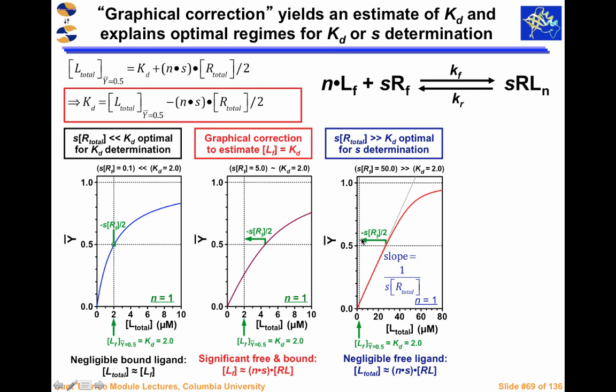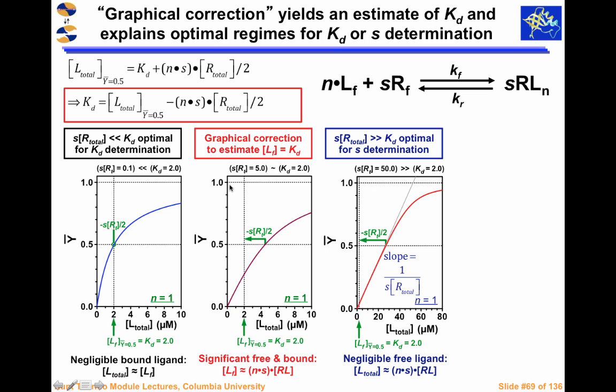It tells you there's a tiny amount of free ligand on this concentration scale. That tells you that almost everything is bound on this concentration scale. That tells you you're in a bad regime for measuring KD, but a good regime for figuring out how much receptor is there because all the ligand is bound. The graphical correction tells you both of those things.